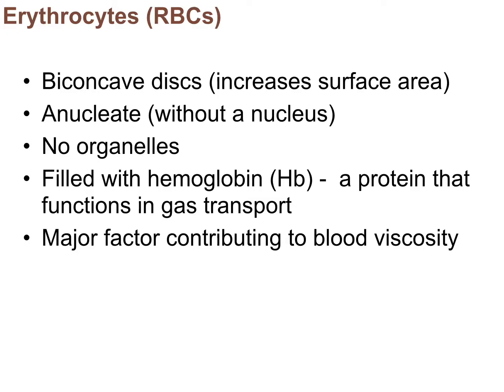Characteristics of red blood cells: they are biconcave discs. What does that mean? Well, I'll show you on the next slide. There's a picture where you can see this kind of concave portion on both sides of the red blood cell. What this does is it increases surface area.